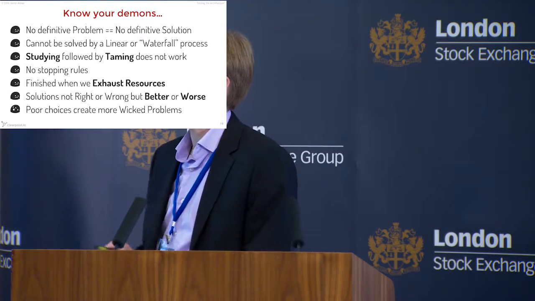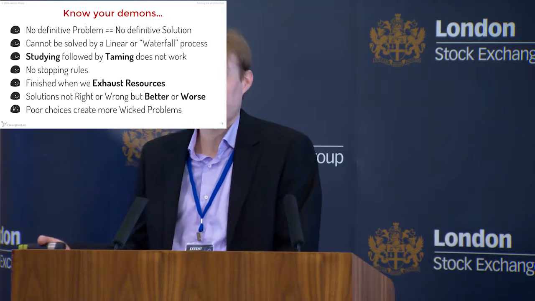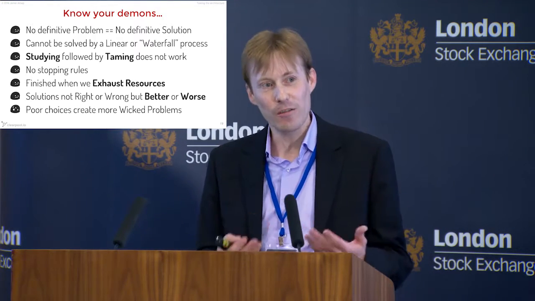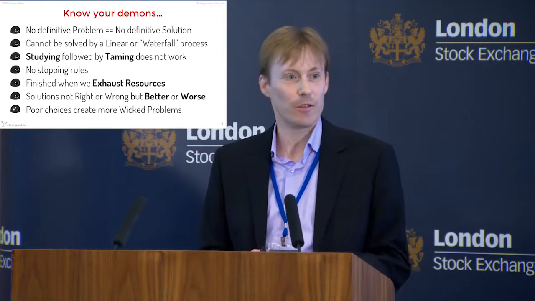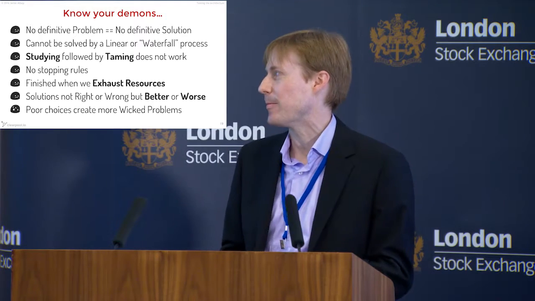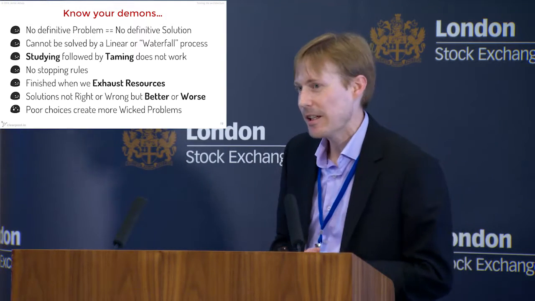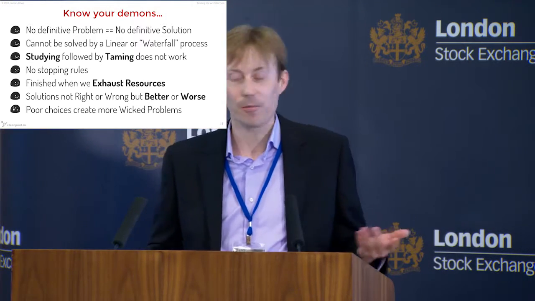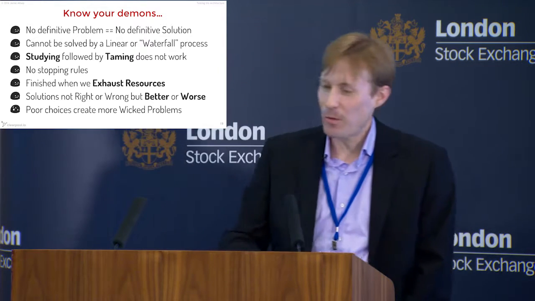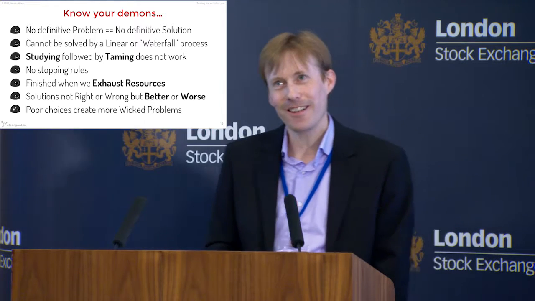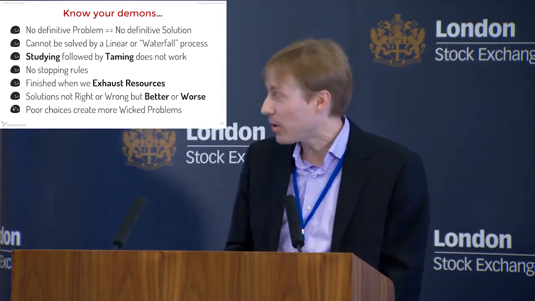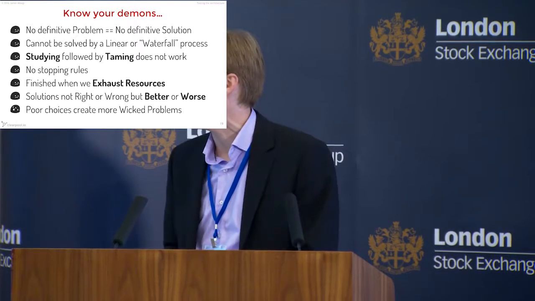So the thing to understand about wicked problems is that there's no definitive problem, okay? Now, if there's no definitive problem, then there's clearly no definitive solution, right? Because we don't know what the actual problem is. And so we can't solve it in a linear or waterfall process or any simple way. We can't take a simple approach to solve it. And there are no stopping rules, okay? So if there's no stopping rules, we're not done. We're never done. We're only done when we exhaust resources. And when we are done, we're actually not sure, did we do it well or not? We kind of know maybe that it's better or it's worse, but that's as good as we can do.